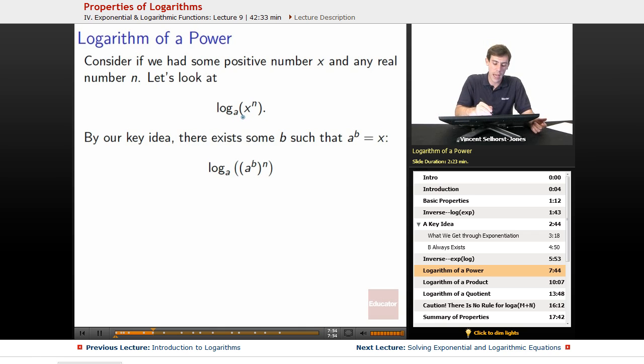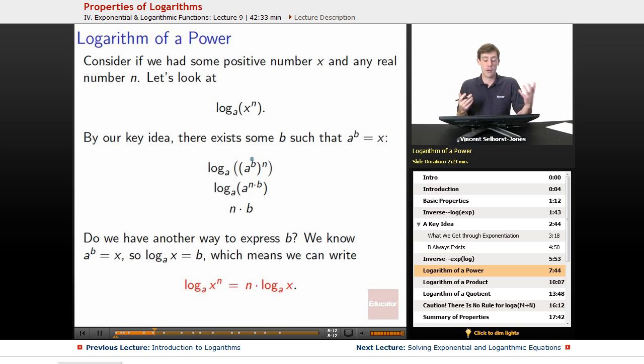So we had log a of x to the n. By our key idea, we know that there exists some b such that we can write a to the b equals x, right? Same thing. So if we want, we can swap out our x here for a to the b, right? So we've got a to the b to the n.